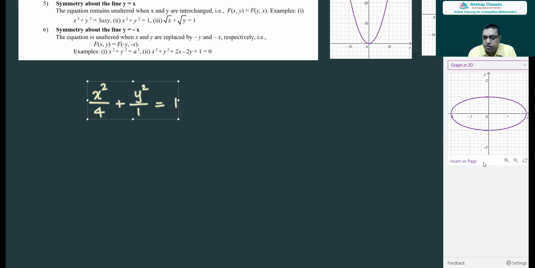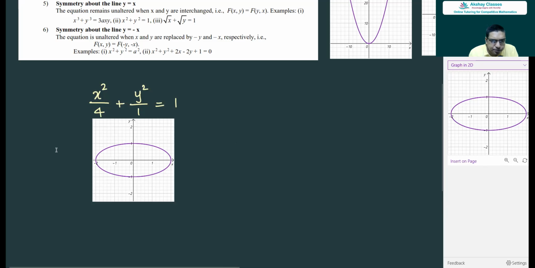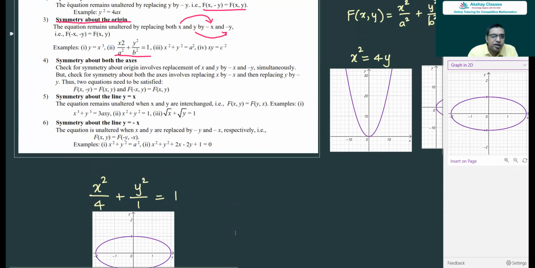So this is an ellipse. We know that it is symmetric about the x-axis and y-axis. Replace y by minus y, the equation doesn't change, so it is symmetric about the x-axis. Replace x by minus x, the equation doesn't change because of the square, so it is symmetric about the y-axis. The same is applicable for a circle, x square plus y square is equal to a square. So it is symmetric about both x and y axis.